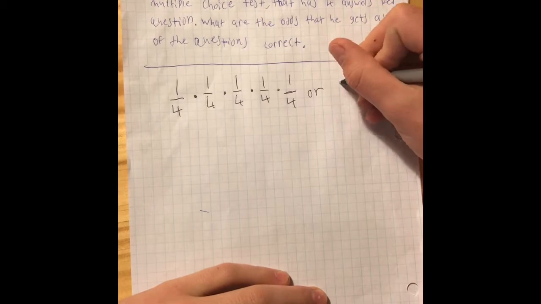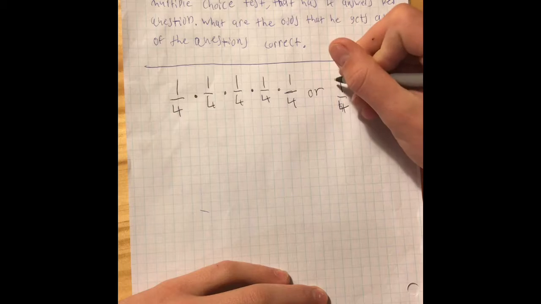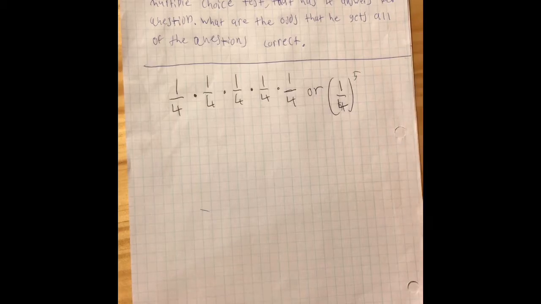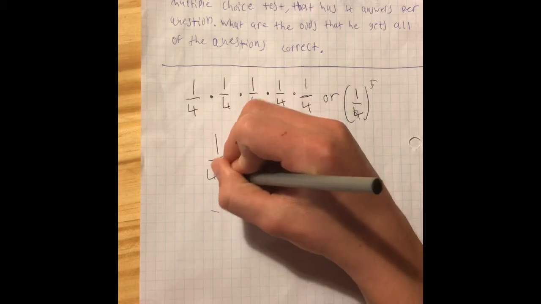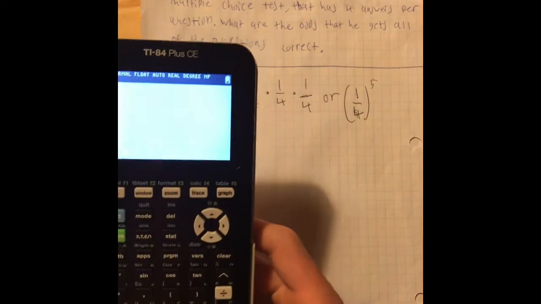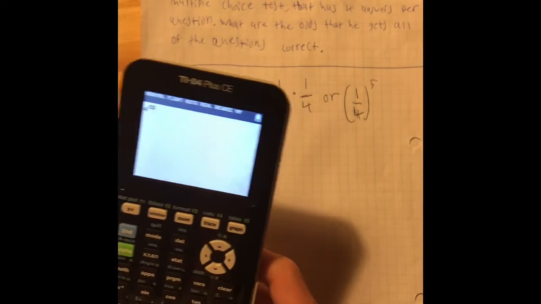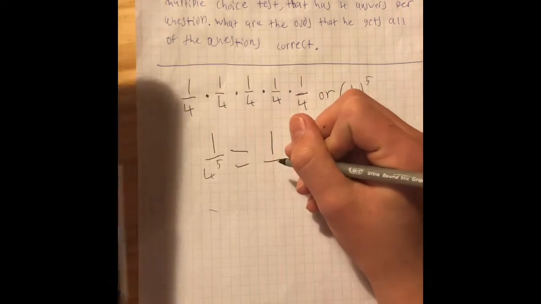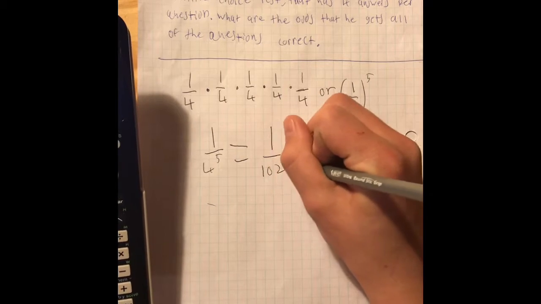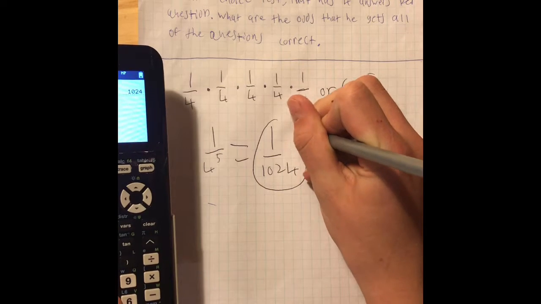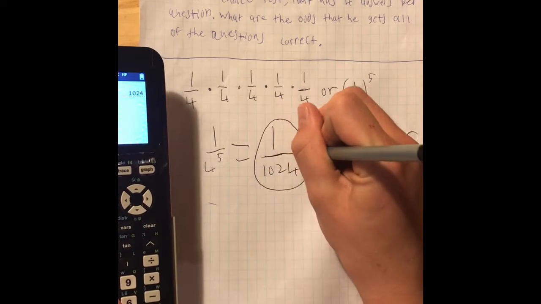So it would be 1 over 4 to the 5th, which, if you typed it in, you do 1 over 4 to the 5th, which would equal 1 over 1024. And those are his chances, the odds that he would get all of the questions on the test correct.